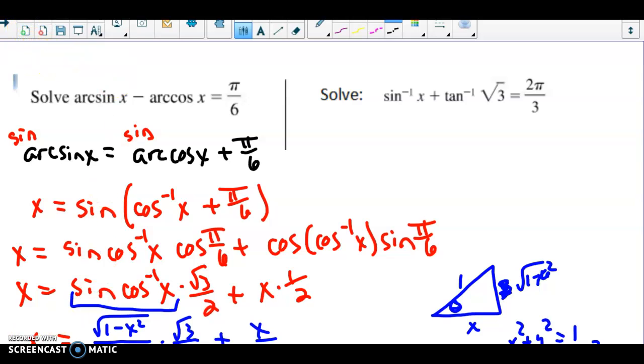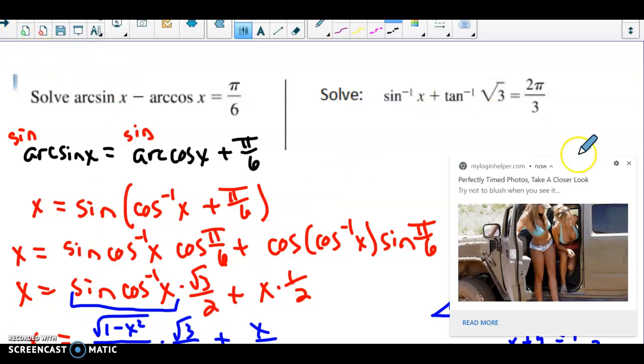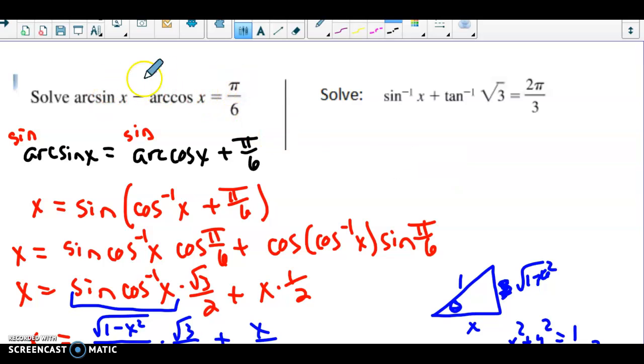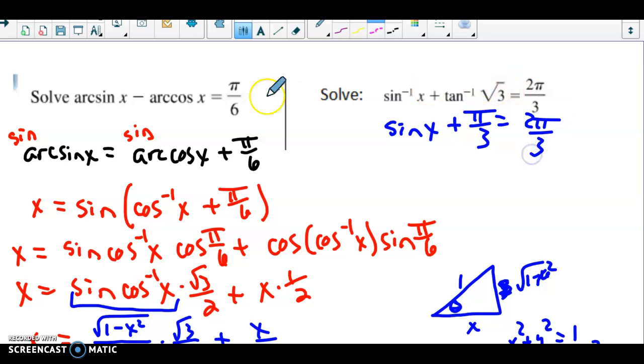Okay. This one actually isn't as bad. If you'll notice the difference here, I had 2 x's. Here I don't have an x. Right here, what's the tan inverse of square root of 3? Tangent of what is square root of 3? Pi over 3, right? The tangent of pi over 3 is square root of 3, so I know the angle. It's not an x. Subtract pi over 3 from 2 pi over 3, and you get pi over 3.